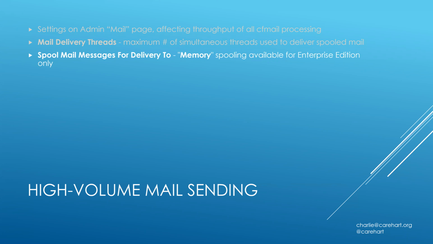But in enterprise, you can go to memory. And you might go, wouldn't that be the same as just disabling the spooling? No, it's not. Disabling the spooling means making mail synchronous. You do a CF mail, it has to wait till it's sent out of CF to the SMTP server, not delivered, and then the next line of code can continue. That's if you disable spooling.